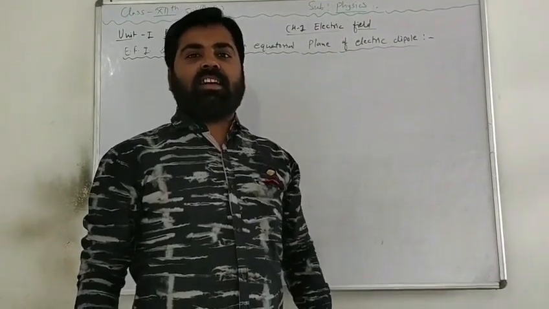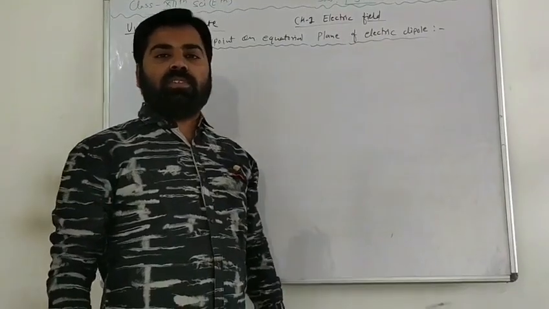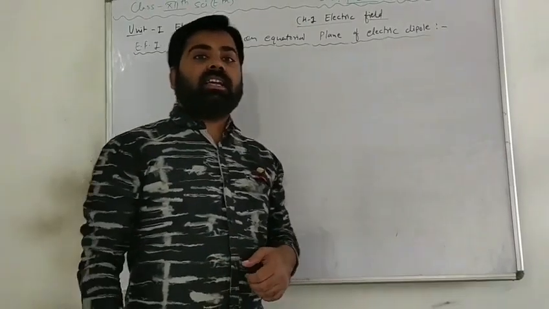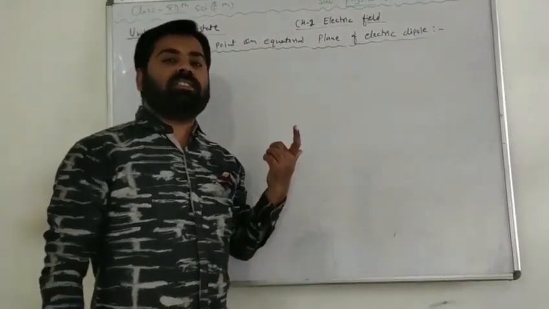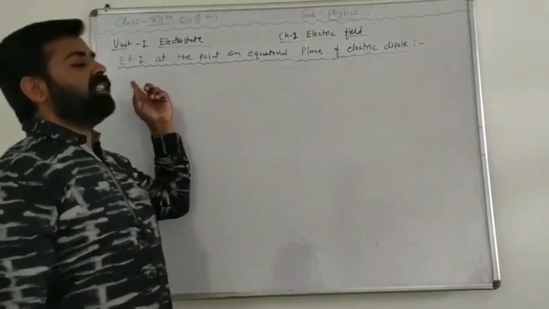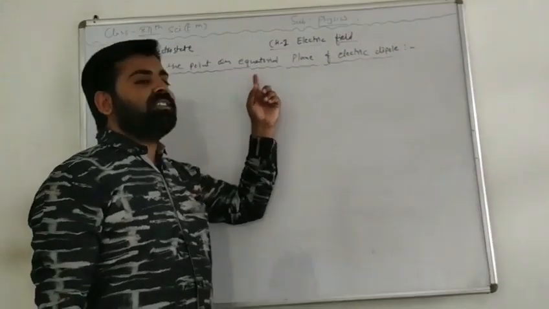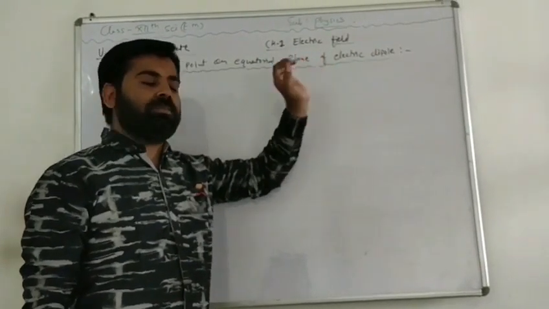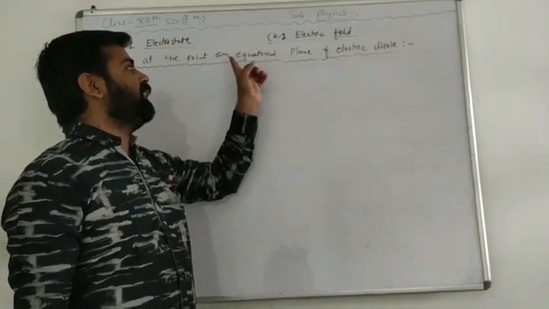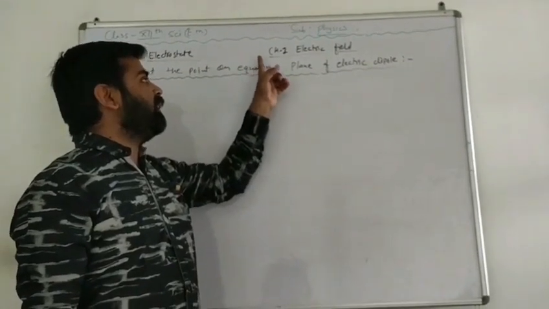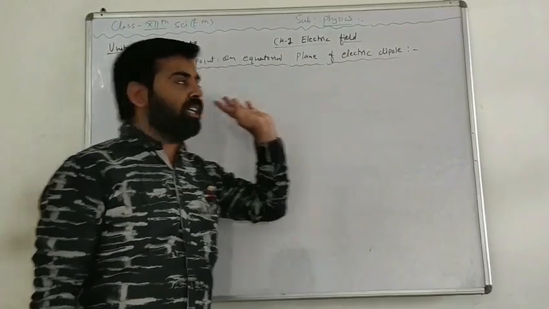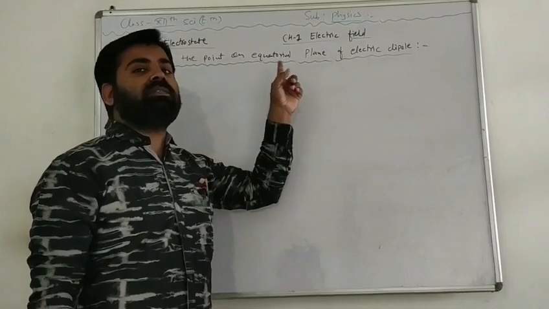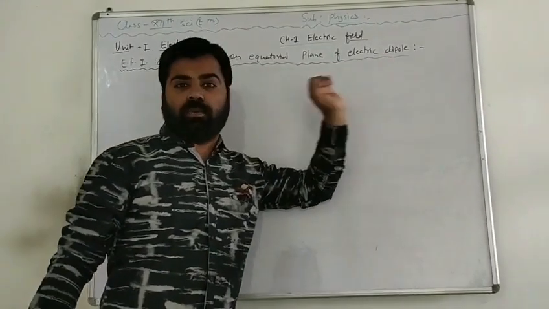As I discussed about electric dipole and electric dipole moment, and I have derived a small derivation of electric field intensity at the point on axis plane of electric dipole. In previous class, I have discussed electric field intensity on the axis plane of electric dipole. Today in class, we find electric field intensity at the point on equatorial plane of electric dipole.